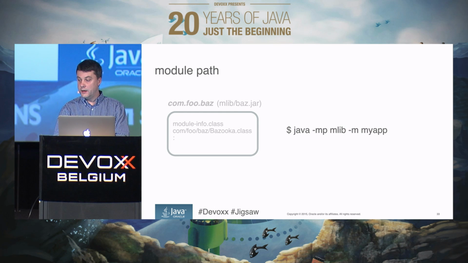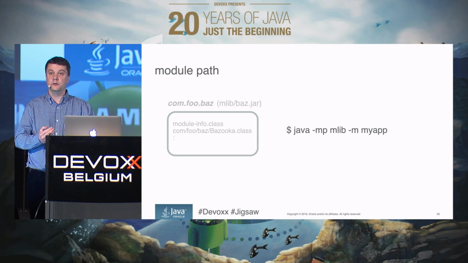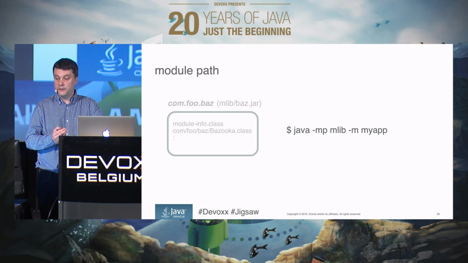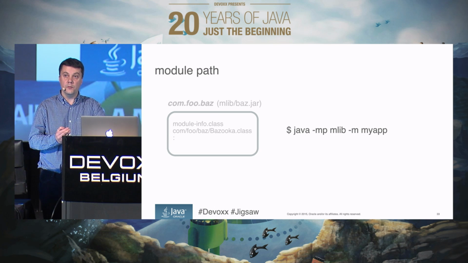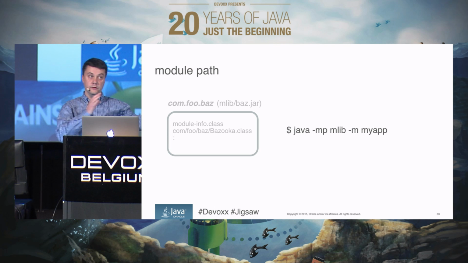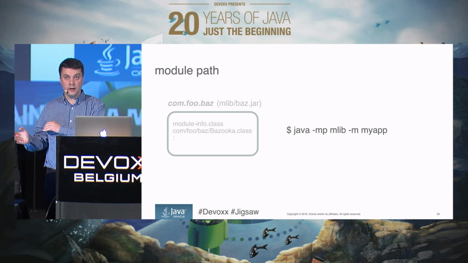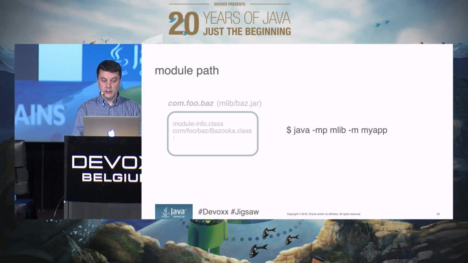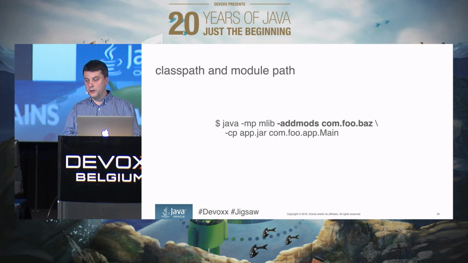We run them on the module path, so assume everything is packaged as modular jars in their lib directory. My same library can be used on the module path. So I've used it on the class path, I've used it on the module path. Now we get into something a little bit more complicated. I can mix the class path and the module path.